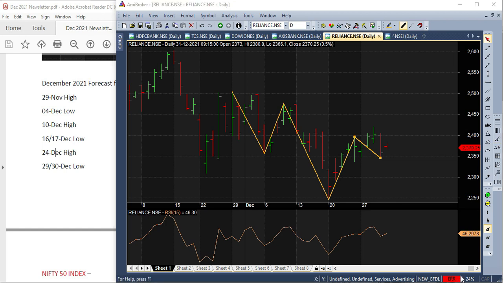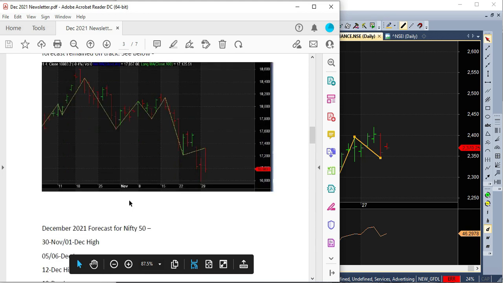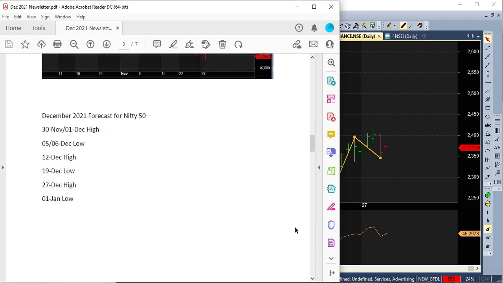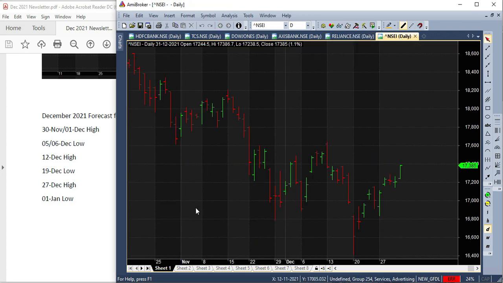So this is how the forecast worked in Reliance Industries. Now let's see one more. Let's go to the Nifty 50 index and see how the forecast in Nifty 50 worked. Let me bring up the chart for Nifty 50. Here what we forecasted is 30th of November or 1st of December will be the high, 5th or 6th will be the low, 12th December will be the high, 19th December is the low, 27th December will be the high, and 1st of January will be the low. So let's see how this worked.